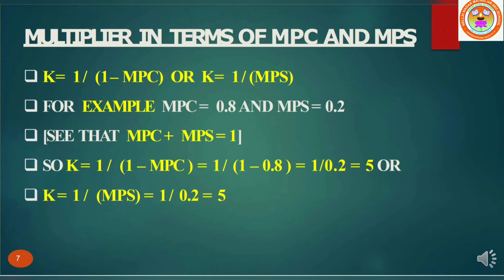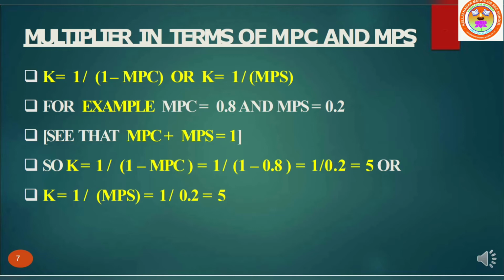Multiplier in terms of MPC and MPS. K equal to 1 by 1 minus MPC. This is the formula. K equal to 1 by 1 minus MPC, where MPC is marginal propensity to consume, or K equal to 1 by MPS, marginal propensity to save.